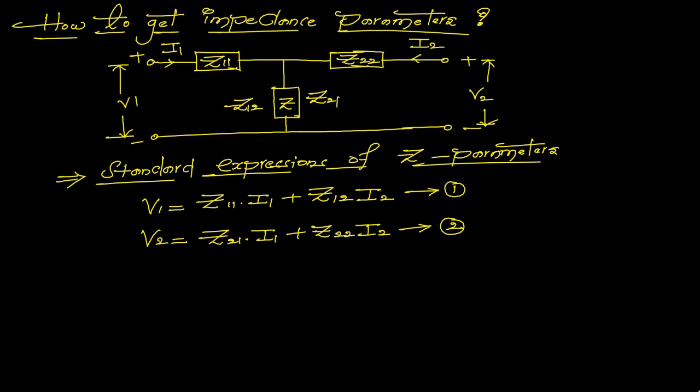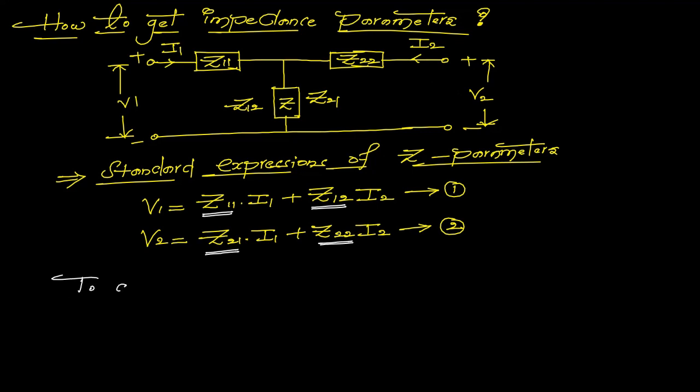Now observe this point: Z11, Z12, Z21, Z22. These are the parameters we need to get from these standard expressions. If we want to get Z11 and Z21, what you need to do is open circuit port number 2. If you are opening port 2, there is no flow of current I2, because in case of an open circuit the current is 0. That is the reason why opening port 2 means I2 is equal to 0.